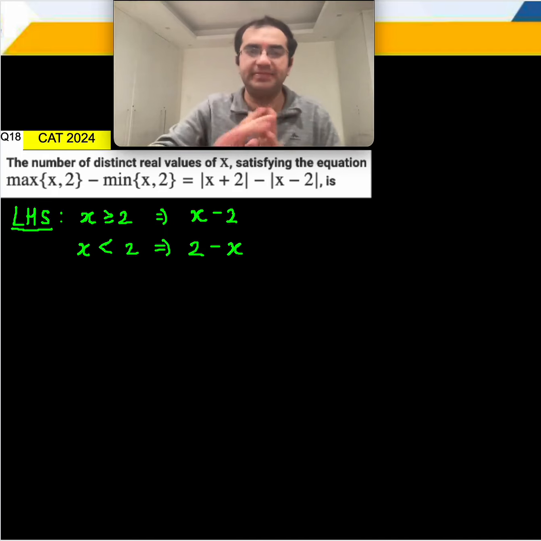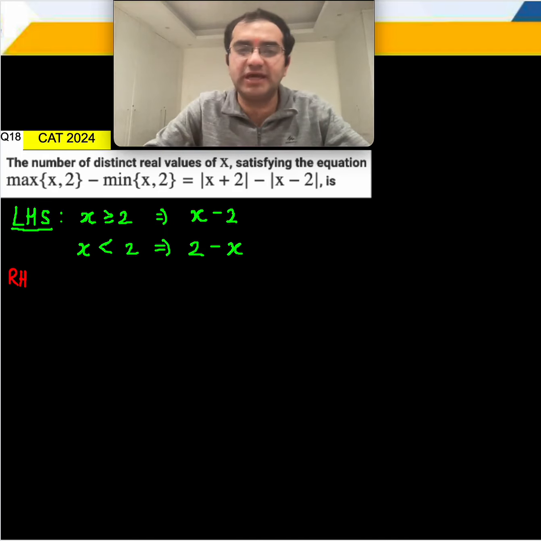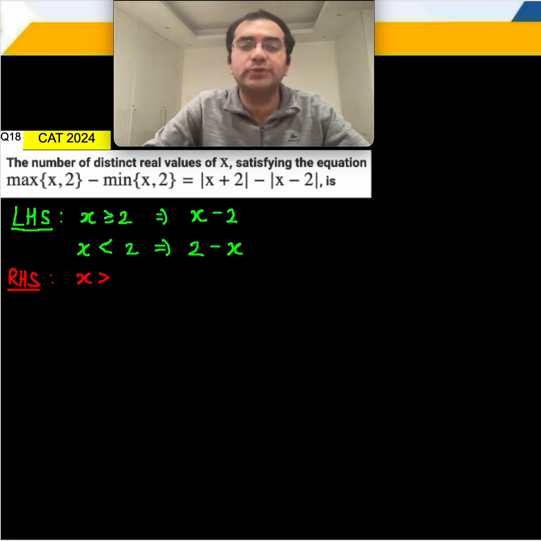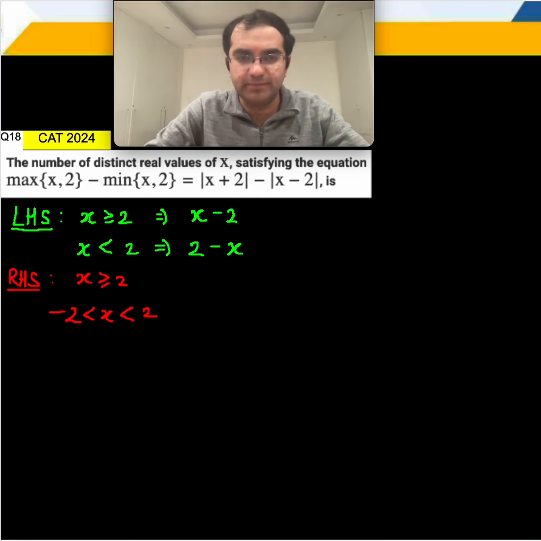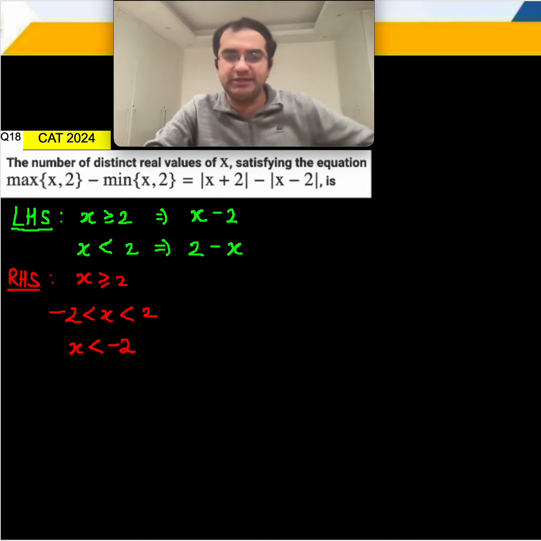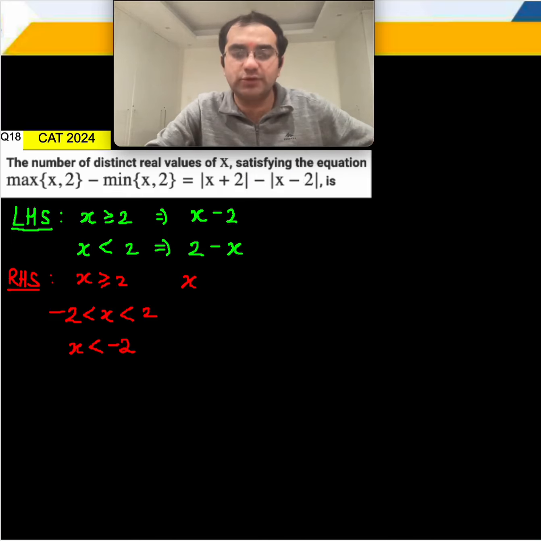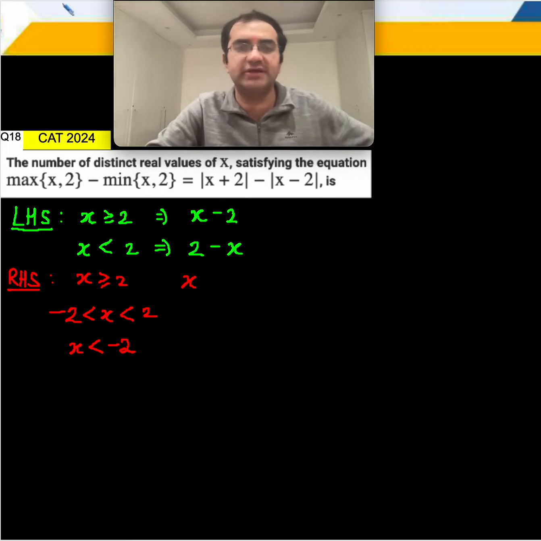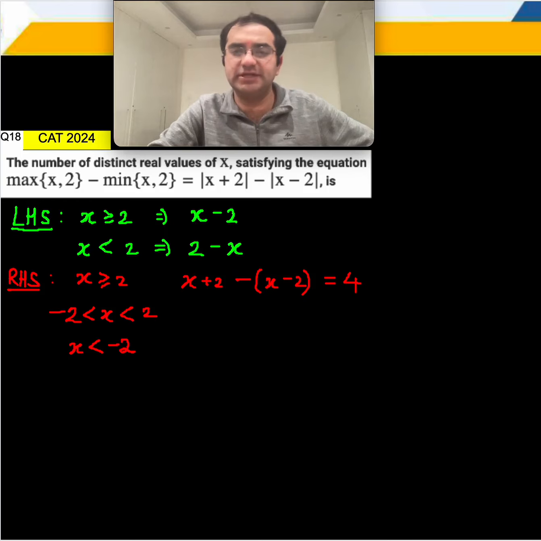इस प्रकार से हमने LHS को define कर दिया है. Now we have to define the RHS. RHS के critical points are -2 and 2. So we'll write x greater than equal to 2, between -2 and 2, and less than -2. So we'll take the first one over here. If x is greater than equal to 2, ये दोनों mod functions जो हैं ये positive रहेंगे. So we have x plus 2 minus of x minus 2, which becomes equal to 4.